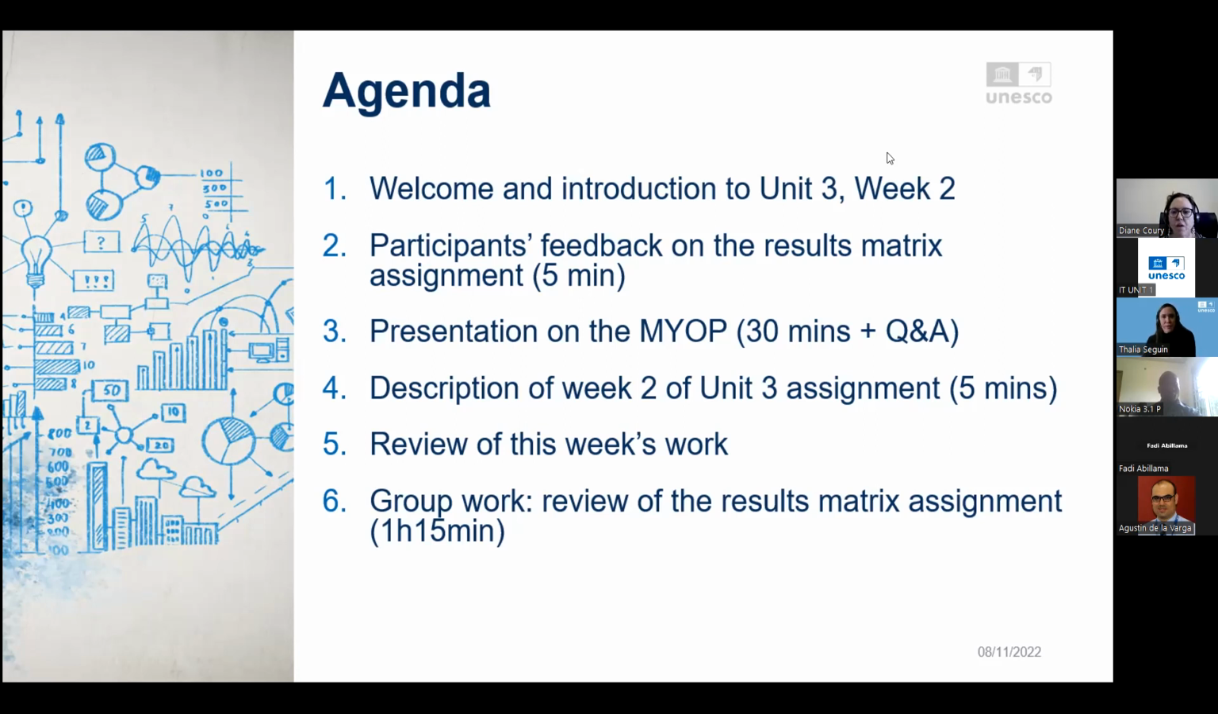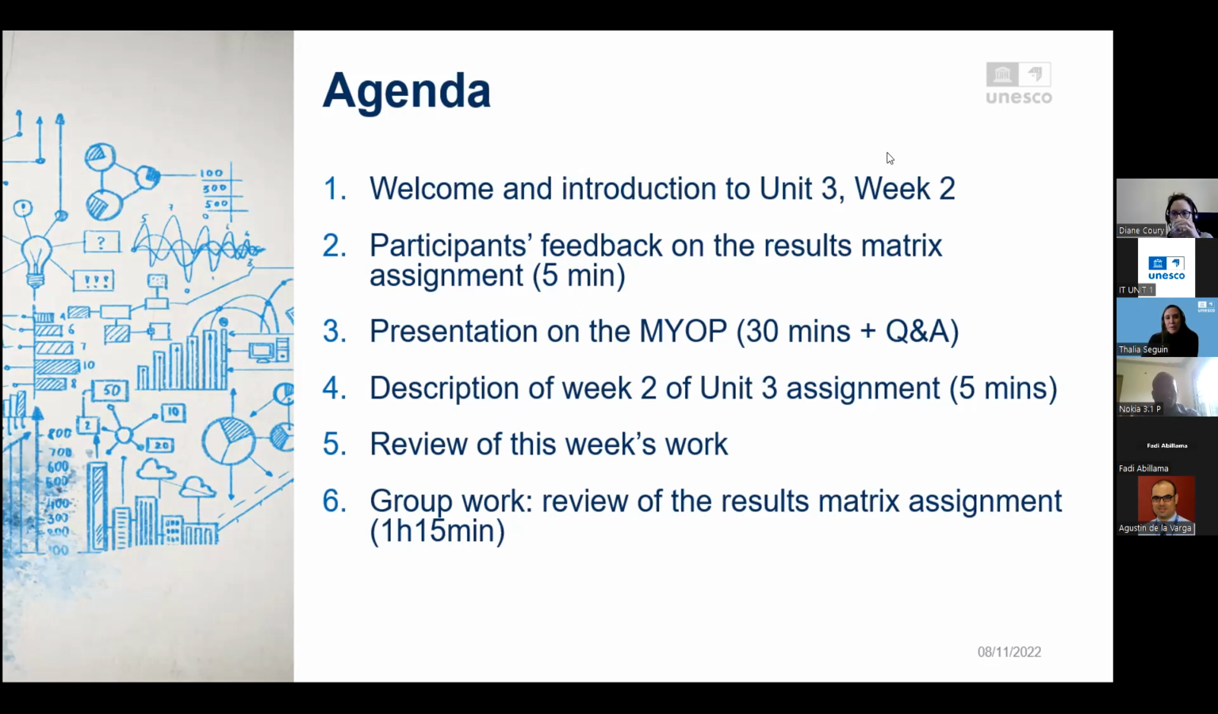So first off, as suggested, we'll be this week looking at the multi-year operational plan. Quite excited to be moving ahead and looking at these additional tools for implementation for the education sector plan. We hope that you're as excited as we are to take a closer look at this.